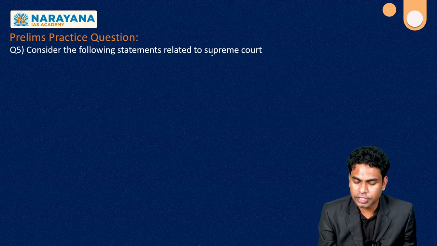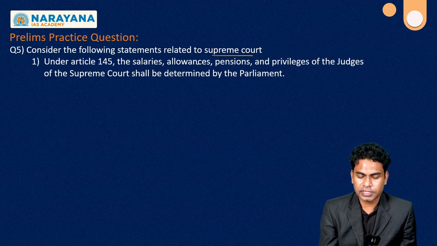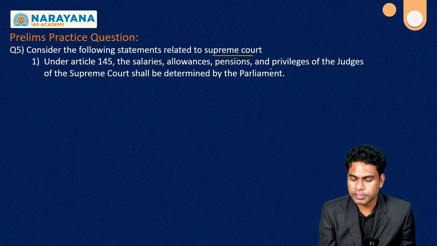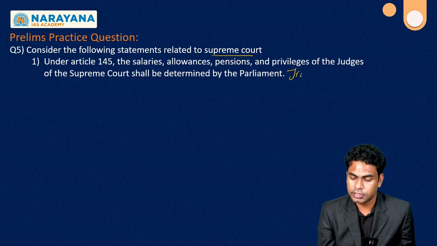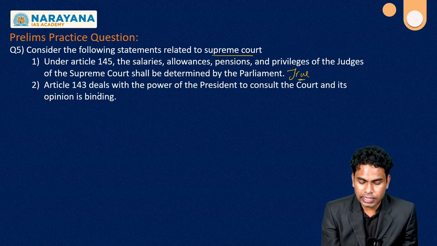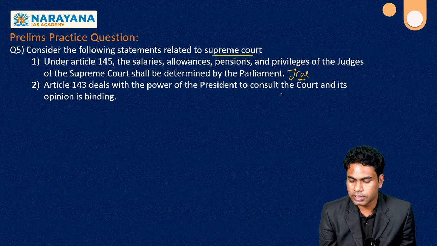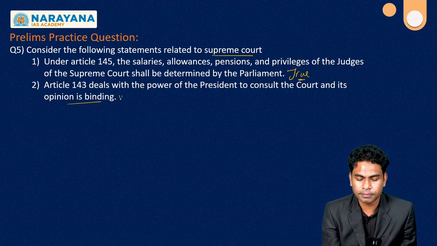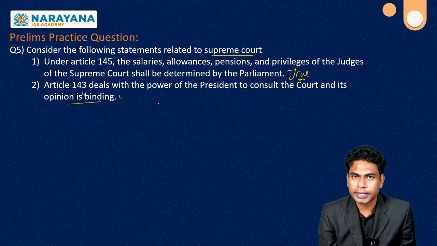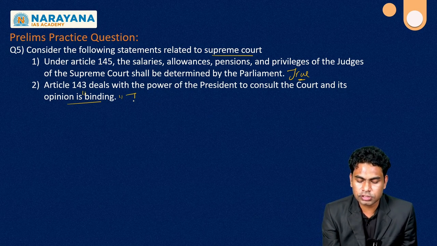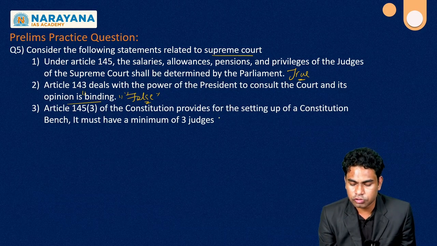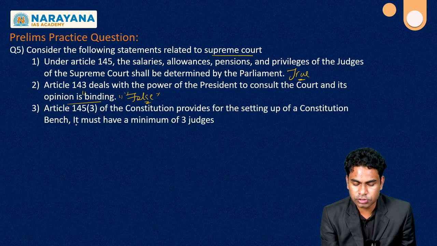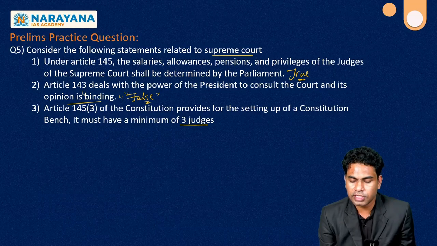Consider the following statements related to the Supreme Court. Firstly, under Article 145, the salaries, allowances, pensions and privileges of the judges of the Supreme Court shall be determined by the Parliament. This is true. Next, Article 143 deals with the power of the President to consult the court and its opinion is binding. Its opinion is not binding in all cases. So this is false. Next, Article 145(3) of the Constitution provides for setting up of a constitution bench. It must have a minimum of 3 judges. This is false. It must have a minimum of 5 judges.